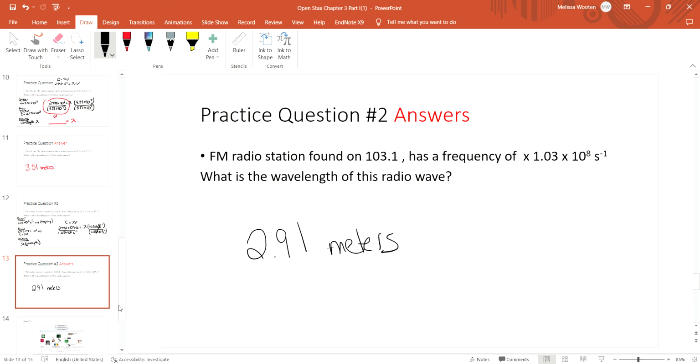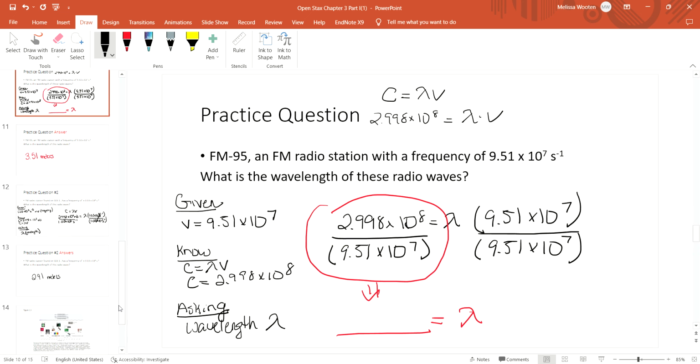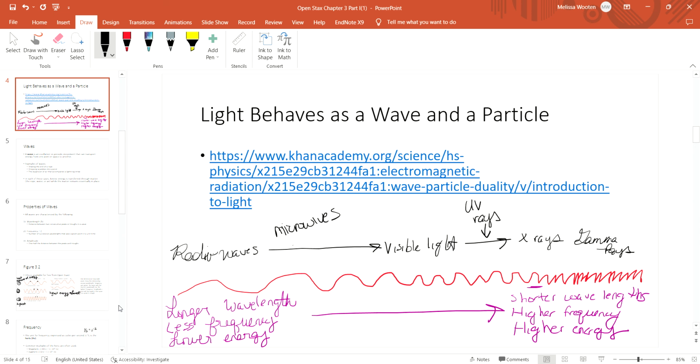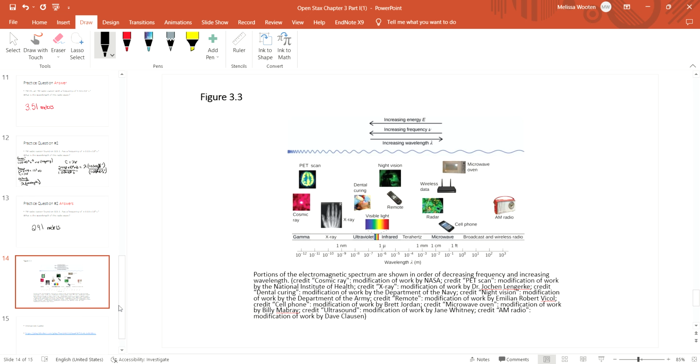All right, so that's just a few practice problems for you. And this is just showing, up here I showed it from longer wavelength to shorter wavelength. Radio waves was to the left. And this one they just flipped it. It's the same information.